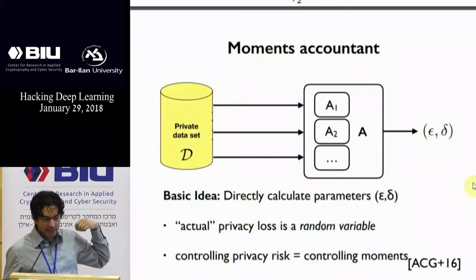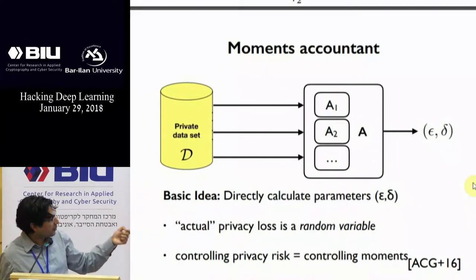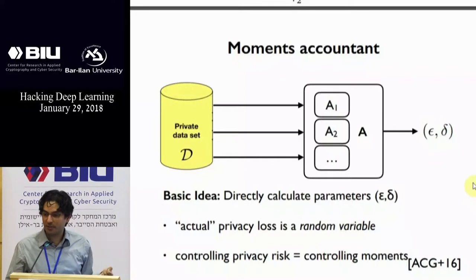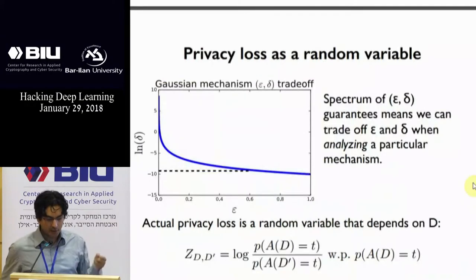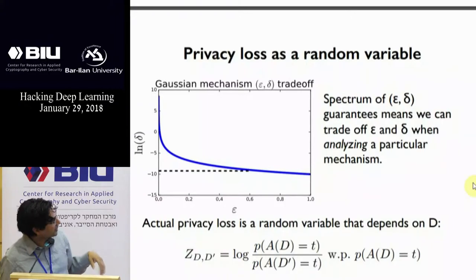So if I actually look at that random variable that is the output and understand its distribution better, in particular understand the moments of this distribution, I can do a much better job of controlling the privacy risk. So this is the spectrum of epsilon-delta guarantees. This is Gaussian noise, I think of unit variance.